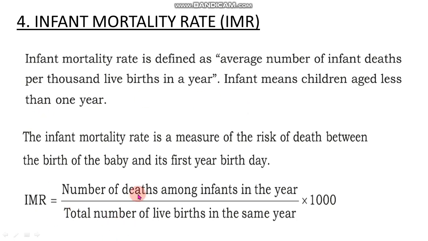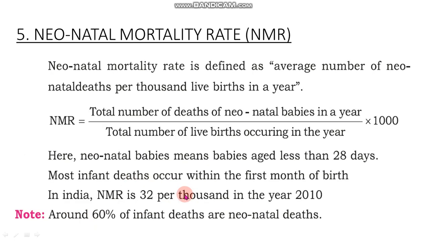What is IMR? Infant mortality rate is equal to the number of deaths among infants in the year divided by the total number of live births in the same year, multiplied by 1,000. I repeat, IMR is equal to the number of deaths among infants in the year divided by the total number of live births in the same year, multiplied by 1,000.